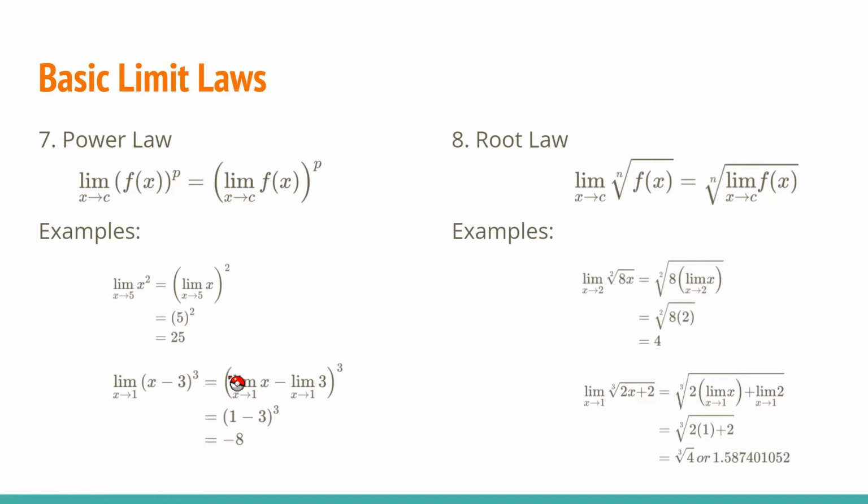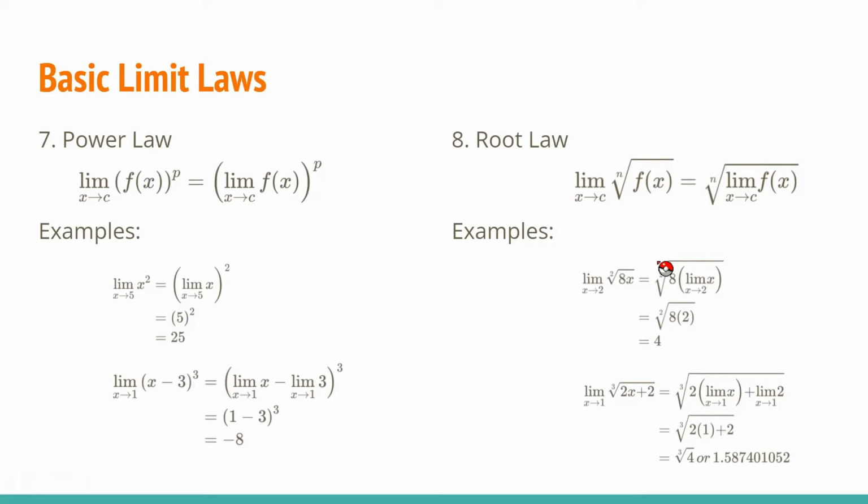Next, the limit of x minus 3 raised to the power of 3 as x approaches 1. So here, we have to find first whatever's inside the parentheses. So the limit of x as x approaches 1 minus the limit of 3 as x approaches 1. Once we get their limits, which are 1 and 3, we do the operation 1 minus 3, that is negative 2, raised to the power of 3 is just negative 8.